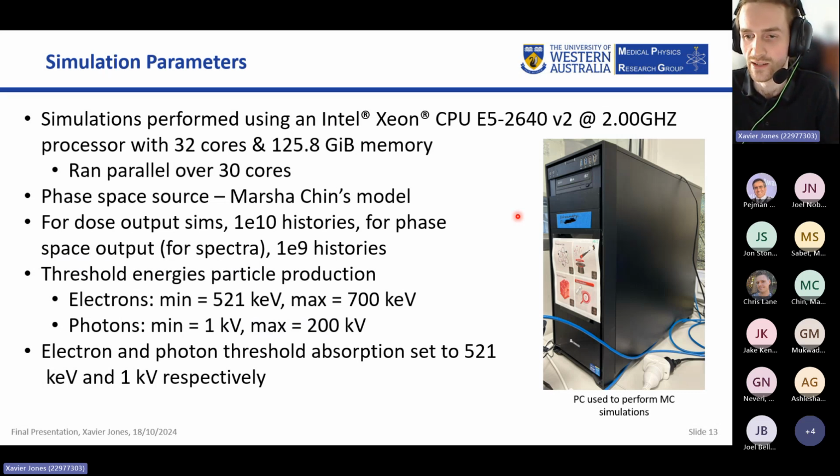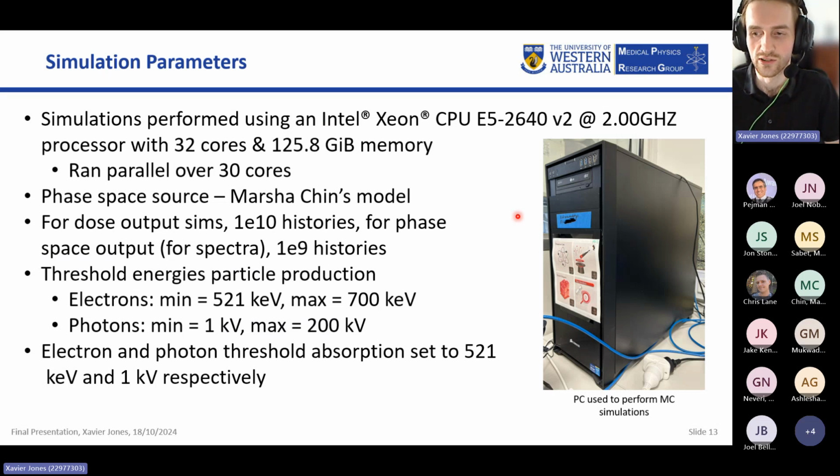At first, 10 to the 9 were used for all the models produced, but as higher quality results were needed for some of the results, a selection of the applicators were taken, and these were simulated at the high histories. For the spectra sims, 10 to the 9 histories were used.